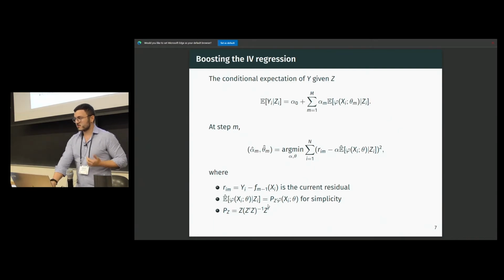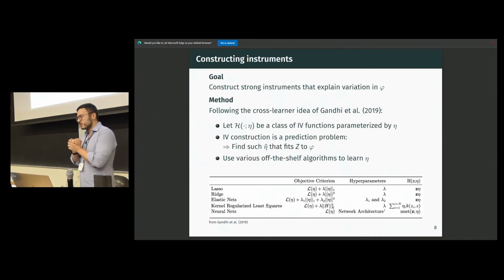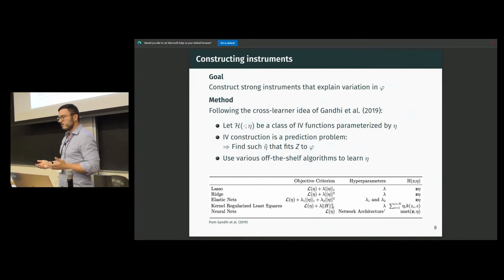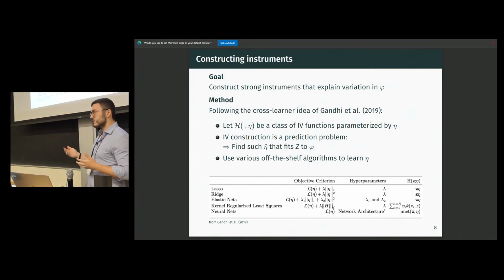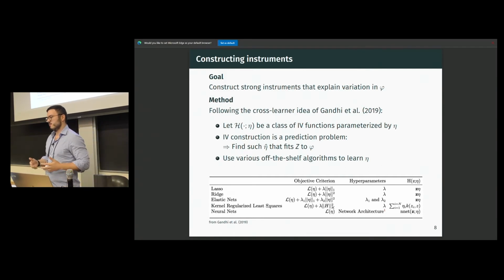In order to construct those, we're going to resort to the cross-learner idea of Gandhi et al. 2019. We assume that we have a class of IV functions, H, which is parameterized by the parameter vector eta. Since IV construction is a mere prediction problem, we just need to find such a parameterization, eta hat, that fits the instrument vector well to the basis function. To do so, we can use various off-the-shelf machine learning algorithms: lasso, ridge, elastic nets, neural nets, whatever you want.